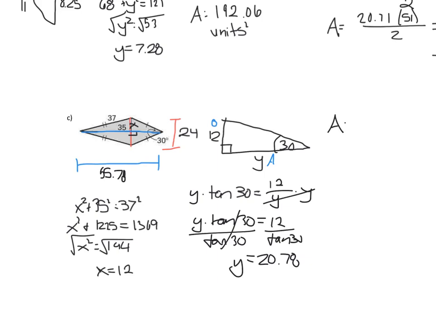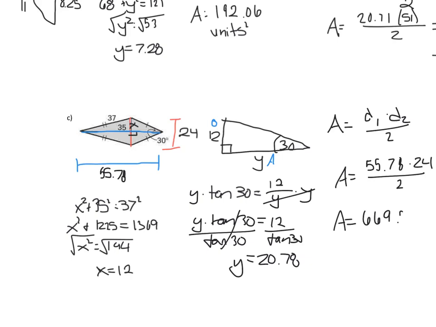So the area is my two diagonals, diagonal 1 times diagonal 2, divided by 2. So my area is equal to, let's see, my first diagonal, we'll take our blue one, 55.78 times 24. Take that whole thing, divide by 2. So the area, again, double check me on my math here, I got 669.36, and this is units squared.